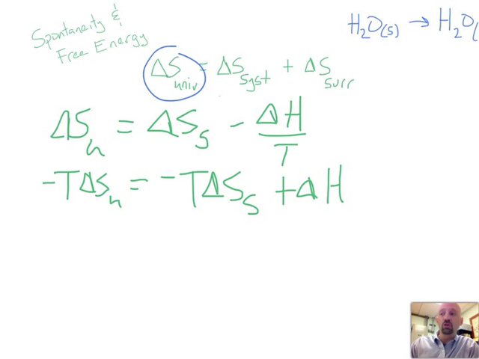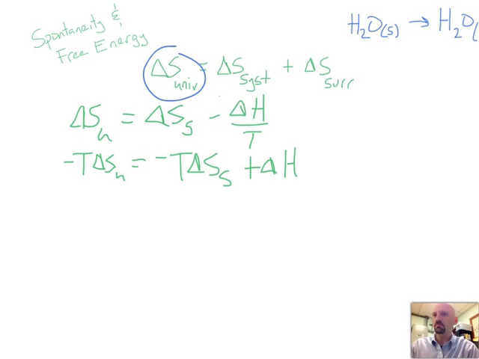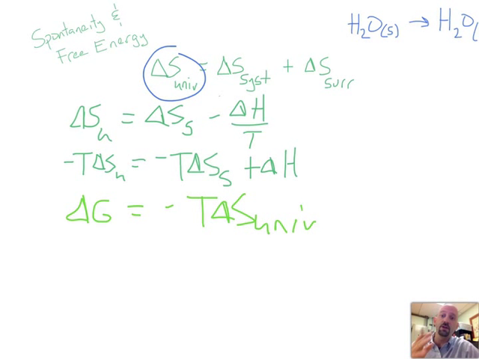Now I'm going to introduce a new term here. I'm going to define a new function, and that function is going to be called delta G, and that is going to be equal to negative T delta S of the universe. So I'm just introducing this free energy concept. Free energy really is the change in the entropy of the universe at a specific temperature.